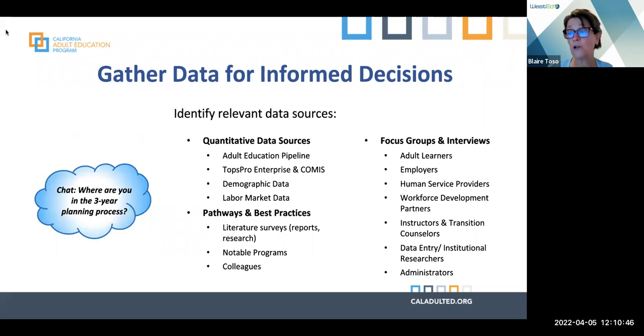So as I noted earlier, you all are well on the way in the process of gathering the data, and we're looking at these data sources. We're just curious, which ones have you begun to employ in creating your 3-year plan? Just pop it in the chat if you don't mind. We're looking at some of those quantitative sources, and then some of the pathways and best practices, which include literature surveys, notable programs, and colleagues.